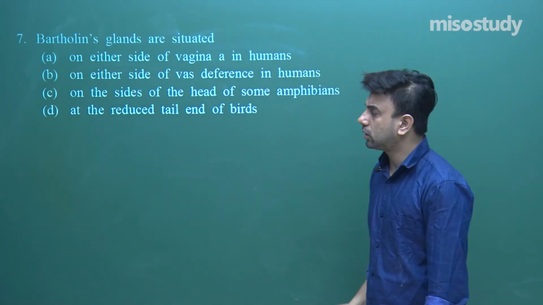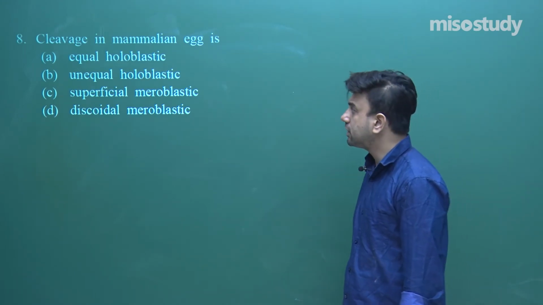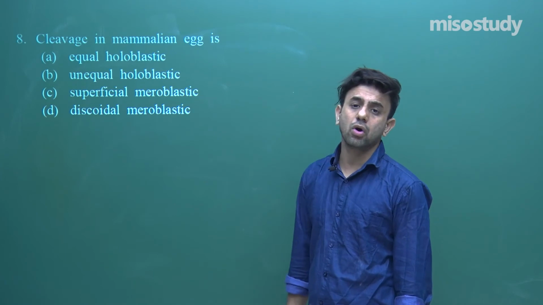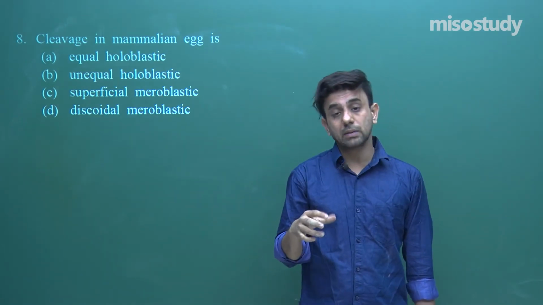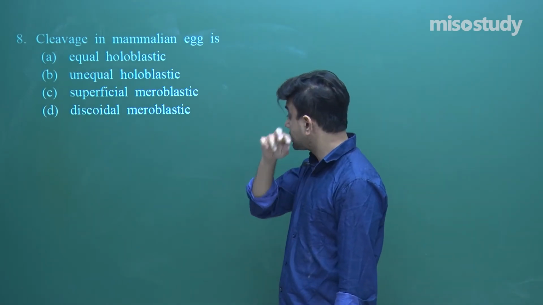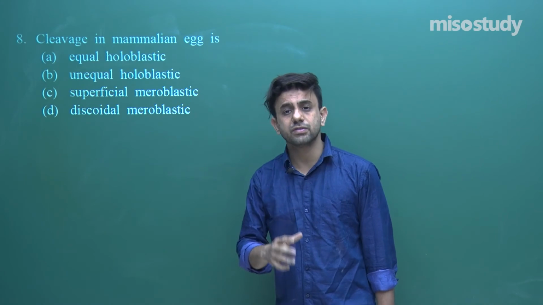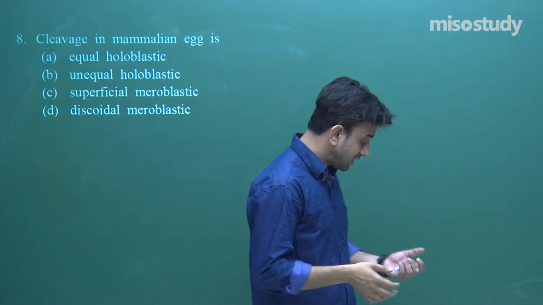Let us see the next option now: the cleavage in the mammalian egg. Now, what is cleavage? Cleavage is the division of the zygote, which can be equal or unequal. See, the first cleavage, or the first division, in the human zygote takes place 30 days after fertilization.